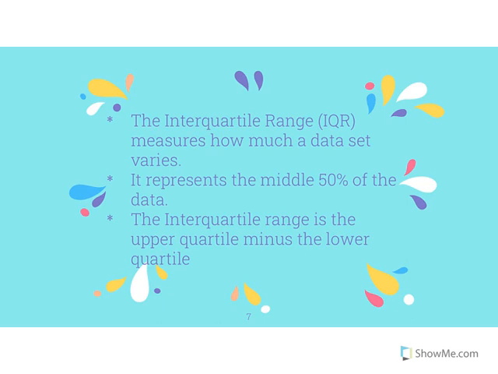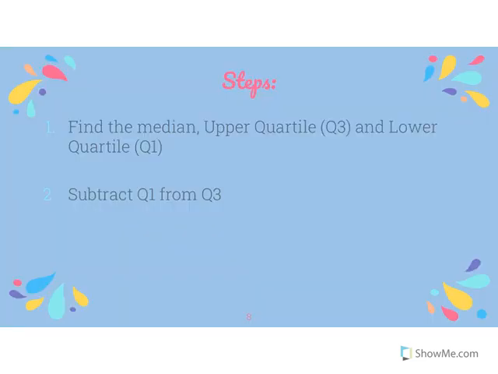All right, the interquartile range, the IQR, measures how much a data set varies. It also represents the middle 50% of your actual data because you're going to be taking your quartile 3 minus your quartile 1. So the interquartile range is calculated by the upper quartile, quartile 3, minus the lower quartile, quartile 1. And that's how you are going to be determining your actual IQR. So those are your steps. You're going to find the median first. Then you're going to find the upper quartile and the lower quartile, and you'll subtract Q1 from Q3, so meaning you would do Q3 minus Q1, and that would equal your IQR.